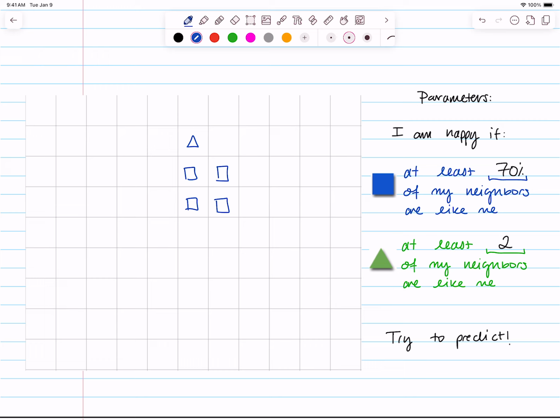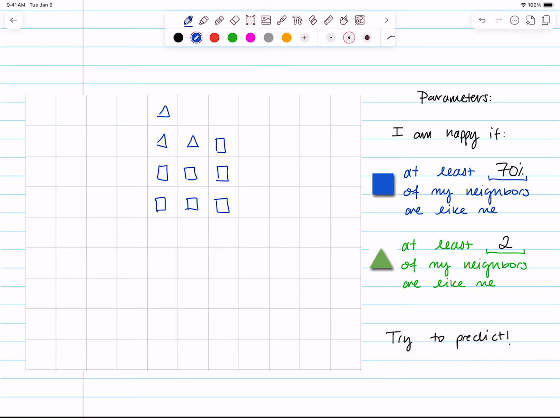The triangle's not happy though. It needs 2 other triangles around. So we need a triangle there and maybe a triangle there. But now this square isn't happy, so it needs more squares. Maybe we'll give it some other square neighbors. And now I think we're getting much better because we've got 1, 2, 3, 4, 5 out of the 8. 5 over 8. No, he's not happy. Okay, so we need to put another square there and maybe give them a triangle up there.